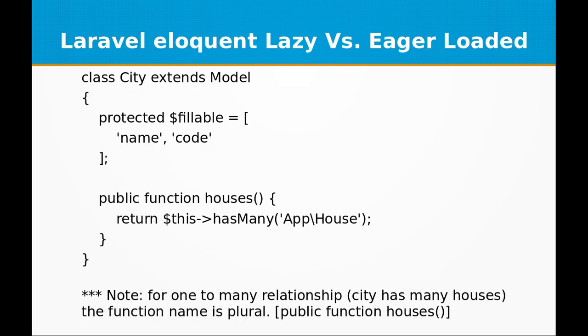Now let's look at the City class, which also extends Model and has the protected fillable array: name and code. Then we have a public function houses, because there can be many houses in a single city, so houses is plural and it returns a hasMany relationship with House. Note that for a one to many relationship, a city has many houses, and the function name is plural, public function houses.